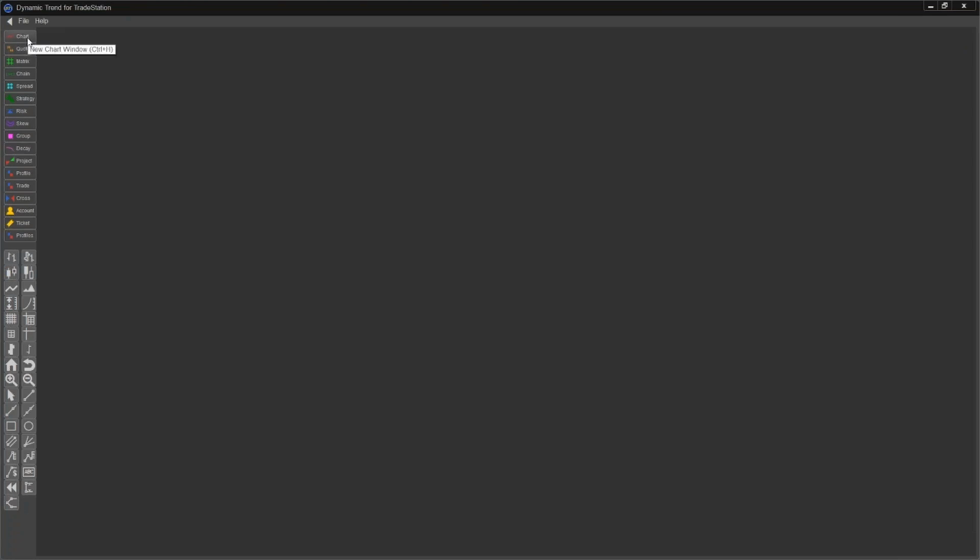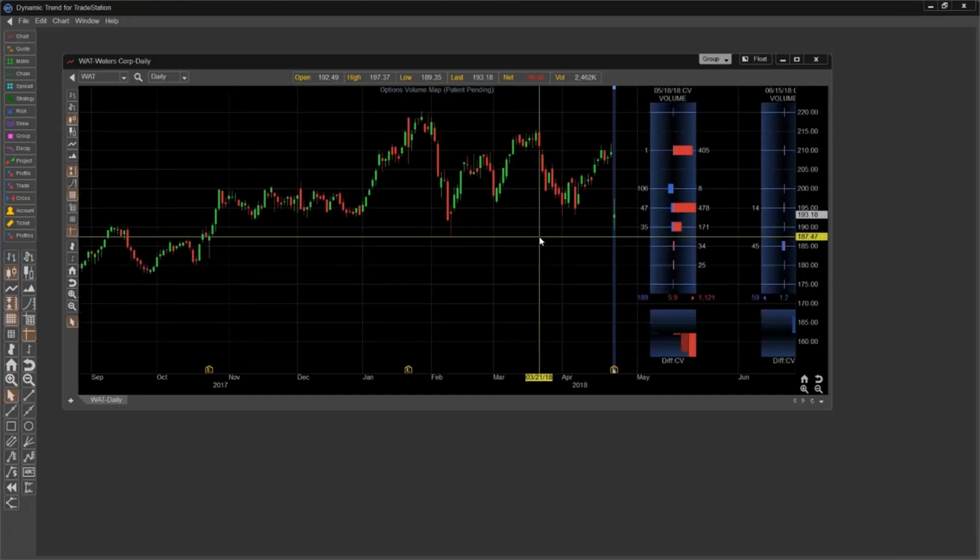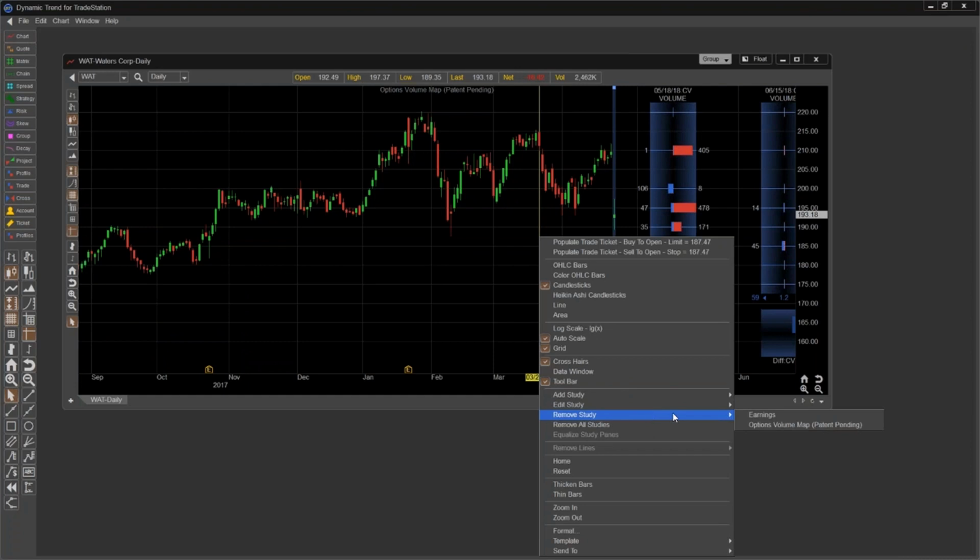One of the other things that you have to really be cognizant of is, I'm going to take the options volume map out of this.